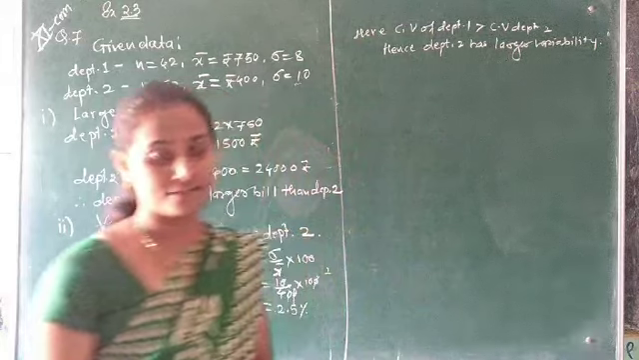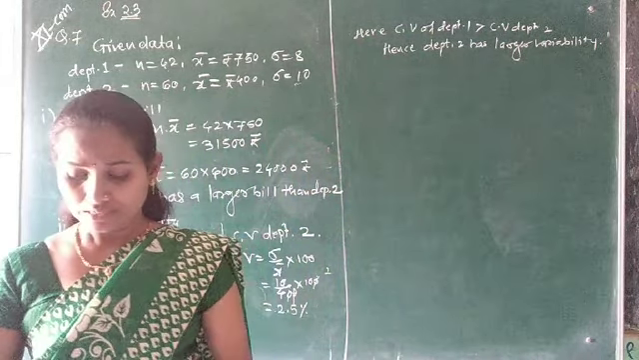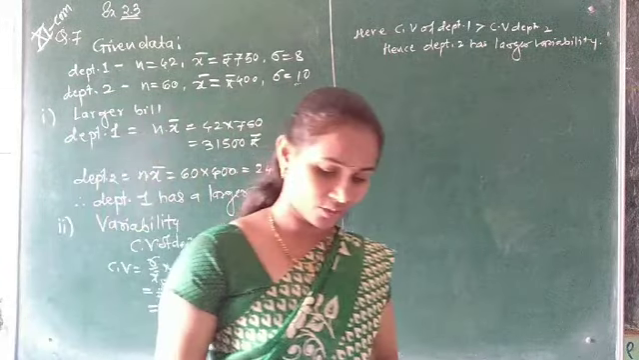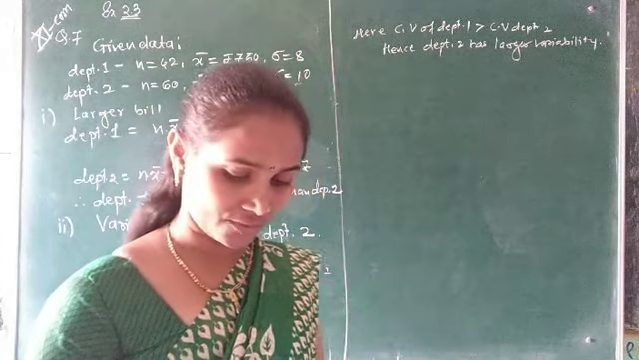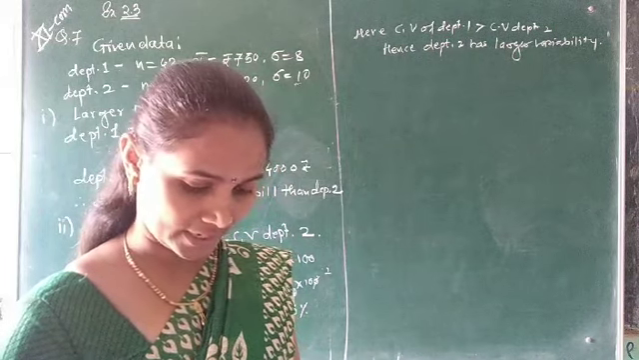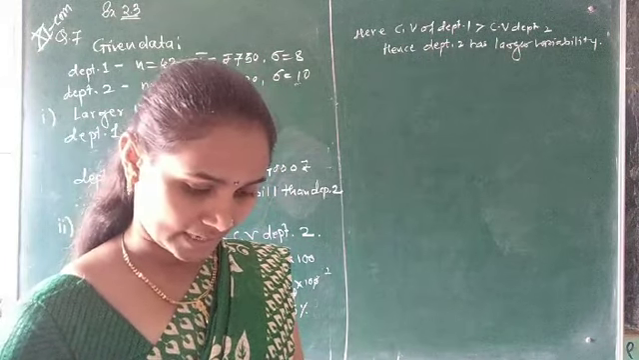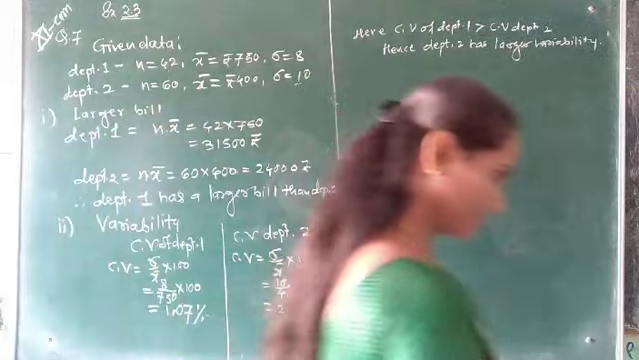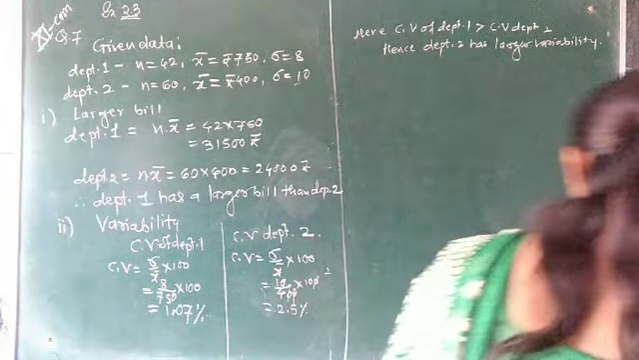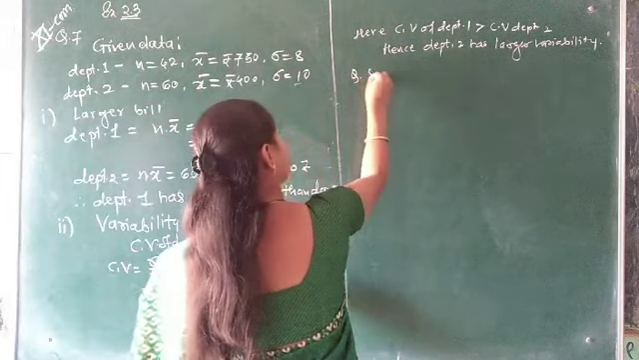Now see the next question, question number 2. The following table gives the weight of students of class A. Calculate the coefficient of variation. Here we have been given the value of root 0.8, that is 0.8944. Question 8.